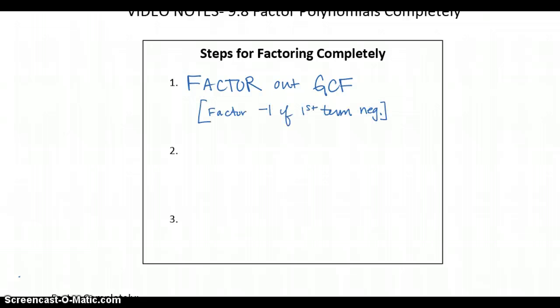The second step is to look and see if you can use one of your special product rules. If you find that it fits one of the patterns for a special product, great, use that to factor. If you can't find that it fits into the pattern for a special product, then move on to step 3.